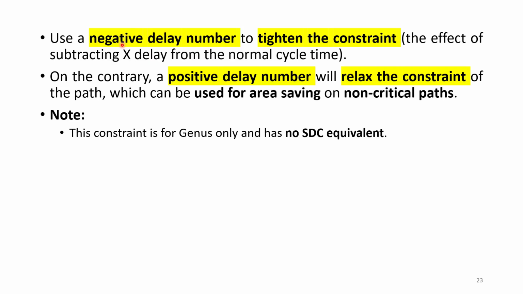Now, if you set a negative delay number, it will tighten the constraints, meaning Genus will work more focusedly on that particular path to meet the timing. Whereas if you set a positive delay number, we are simply relaxing the constraints of the path, which can be used for area saving on non-critical paths. So simply, if it is a non-critical path, use a positive delay number. If it is a critical path, use a negative delay number. Note this point: this constraint is for Genus only and has no SDC equivalent.